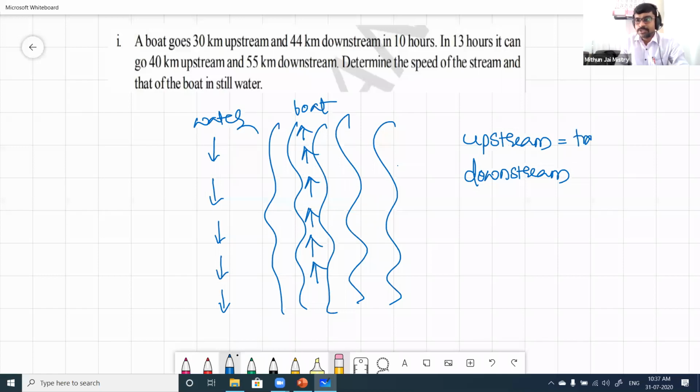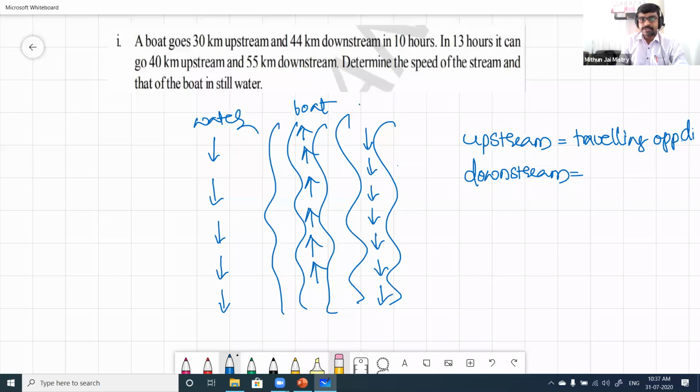So that means upstream is nothing but traveling in the opposite direction. Now downstream means what then? Downstream is nothing but, if the boat is also moving in the same direction as the flow of the water, then we call it downstream.